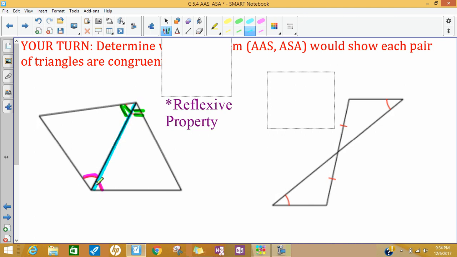And if I were to pull both of these triangles apart, that blue side would be between the purple and the green arcs, and so that is the included side, so I have angle-side-angle here.